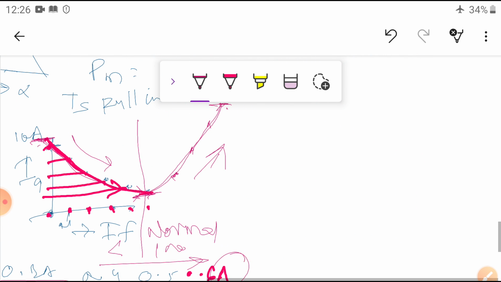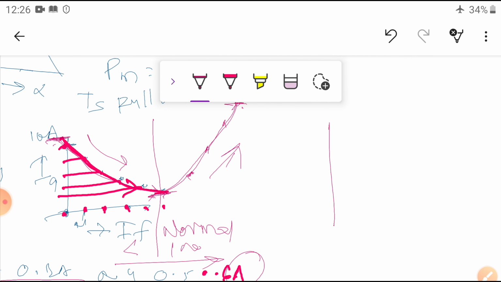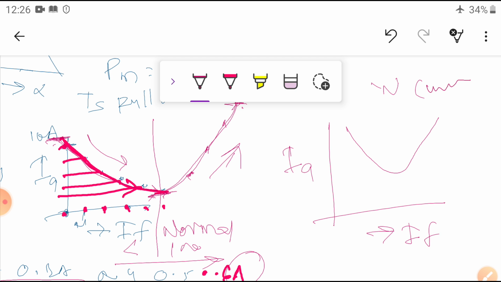So we got one curve, that is the field current versus the armature current of the stator armature. We can say this is a V curve. This is the normal excitation, this is the lagging power factor, and this is the leading power factor. So we are going to get the V curves based on this.